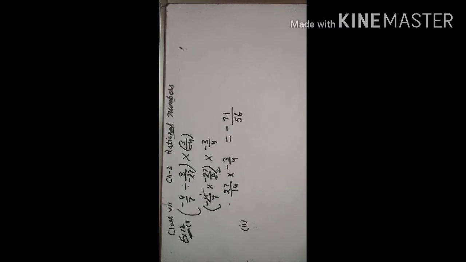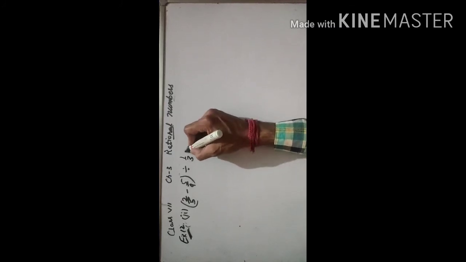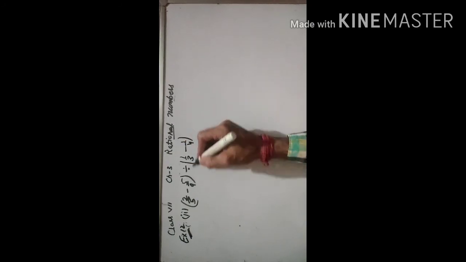So the second part is find the value of 2 by 5 minus 5 by 9 divided by 1 by 3 minus 1 by 4. So first we have to solve the bracket.